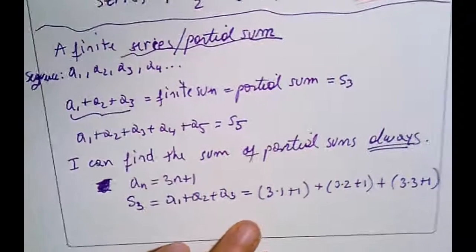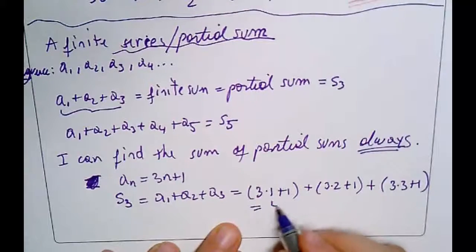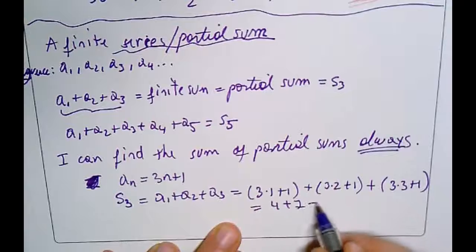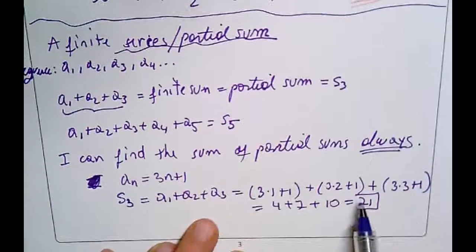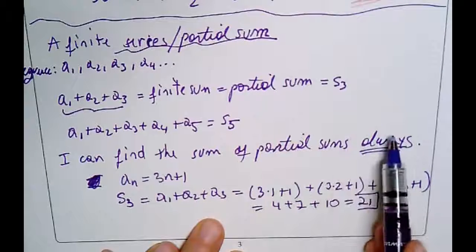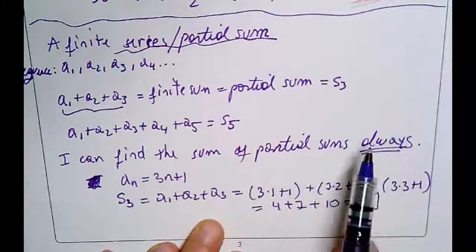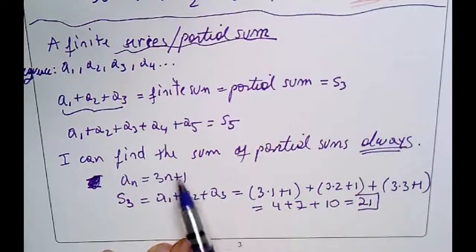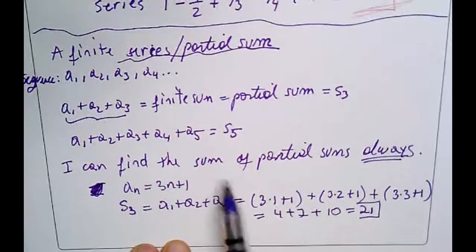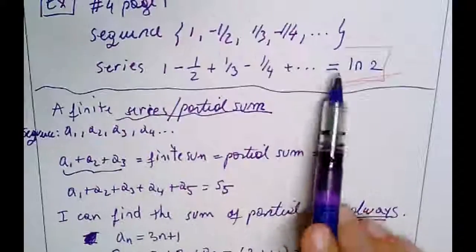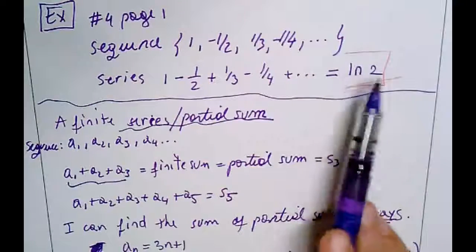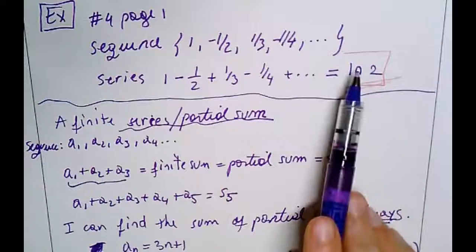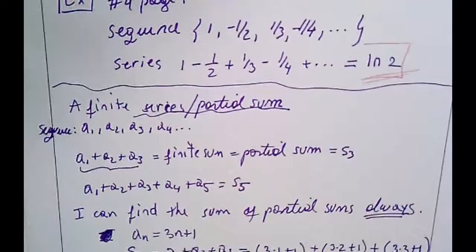So see, this is a number that I can actually calculate. This is 4 plus 7 plus 10, so this is 21. So I can always find the value for partial sums because it's a finite sum. It stops. I'm only doing 3 of them, or I'm only doing 5 of them. But for an infinite series, you'll learn in Calc 2 how to find the actual value of the series if it exists.